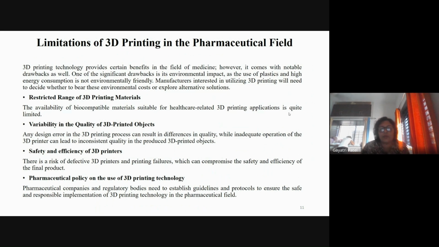Then, pharmaceutical policies. Since I am working with regulatory aspects of various pharmaceutical products, I have not seen any particular regulation, guideline or protocol pertaining to the implementation of effective 3D printing technology in the pharmaceutical field. So I consider this a greater limitation of 3D printing in the pharmaceutical field.